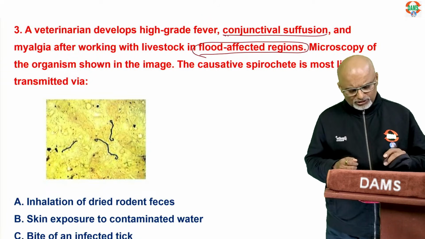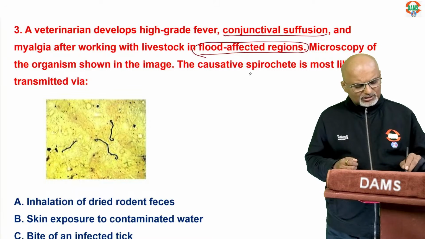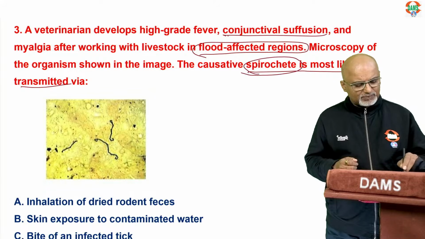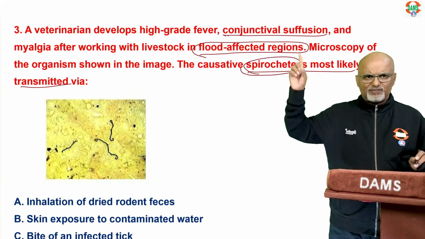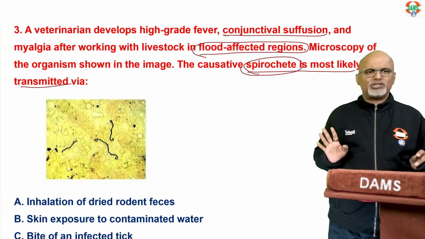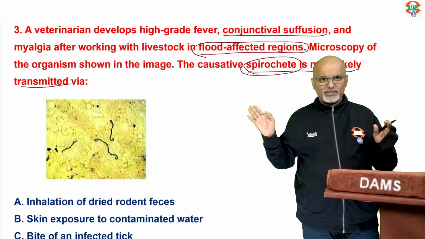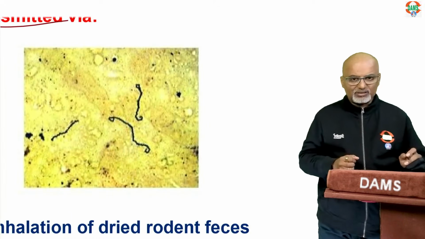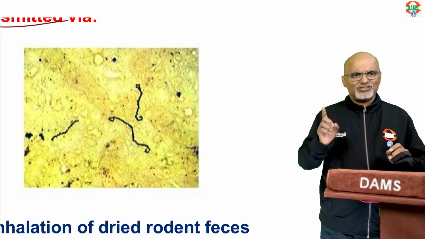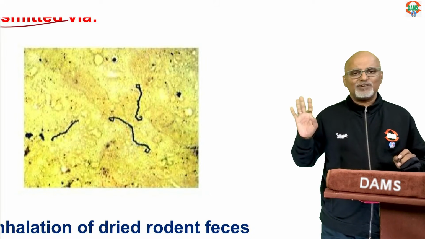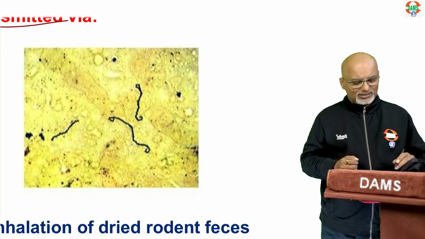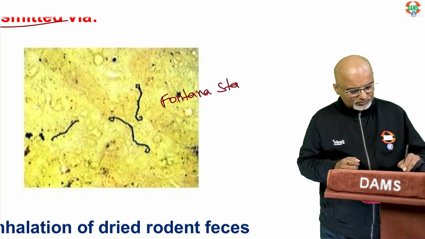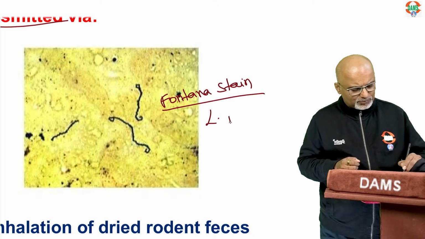Microscopy of the organism shown in the image. The causative spirochete is most likely transmitted how? They themselves mentioned it's a spirochete. Spirochete, flood affected region, conjunctival suffusion. What is the spirochete? Without seeing the picture you can answer. It is Leptospira. But see the picture, a beautiful picture. What is the staining? It is not a dark field microscope, this is a normal microscope. This staining is called Fontana stain. This is Leptospira interrogans.